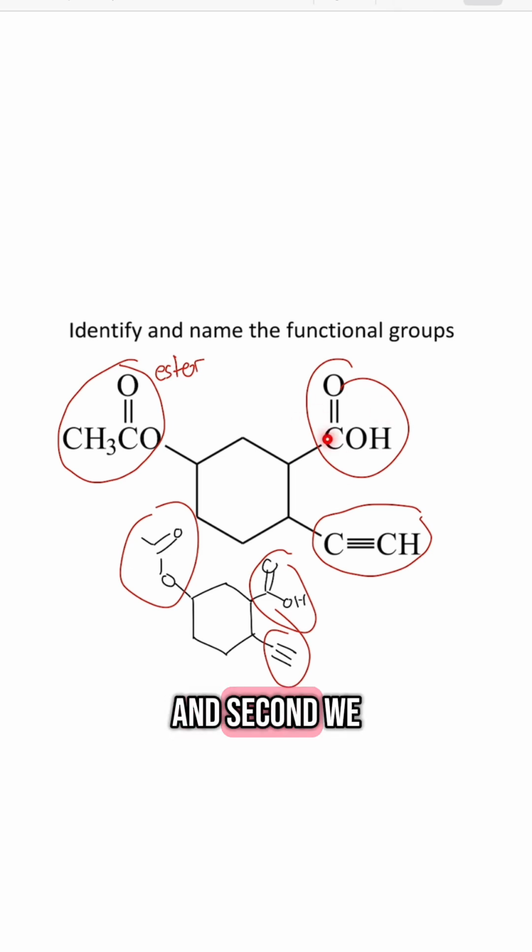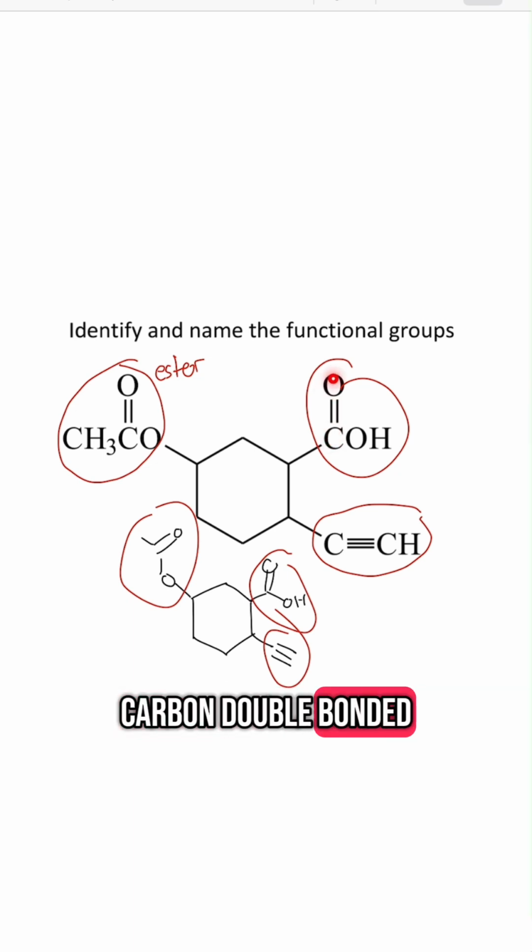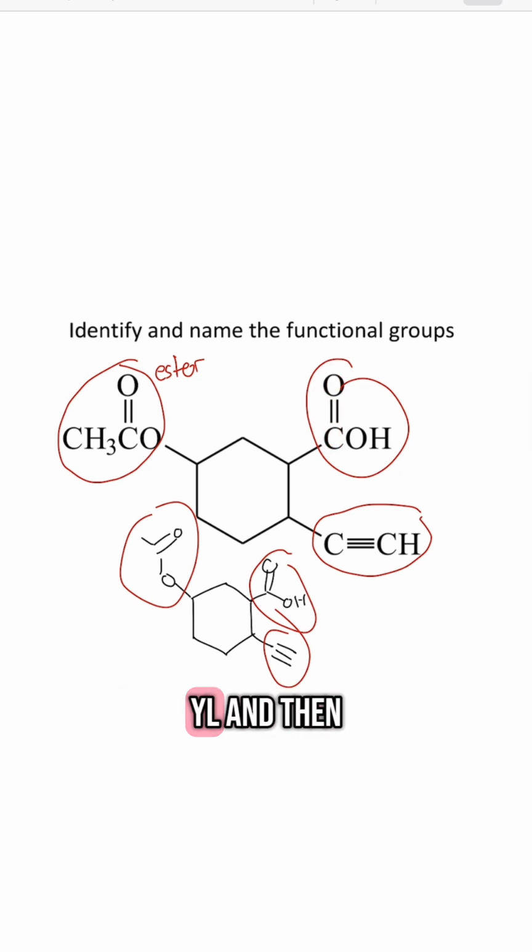And second, we have this right here, which you can also see right here, is a carbon double bonded to an oxygen. It's another carbonyl. And then it is bonded to an oxygen, which is bonded to an H, bonded to an OH. That is our carboxylic acid.